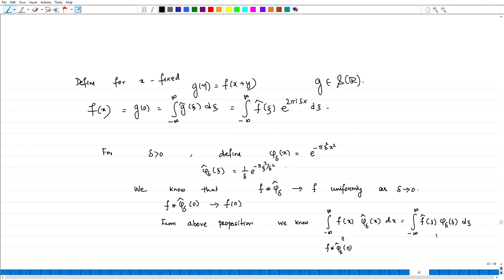Now, this is equal to the integral from minus infinity to infinity of f hat of xi e to the power minus pi delta square xi square d xi. Now, the LHS converges to what? Because it is an approximate identity, it converges to f of 0, and on the right we can push the limit inside. As delta goes to 0, this quantity goes to 1. So, this is the integral of f hat of xi d xi, and that is the proof for the inversion theorem.